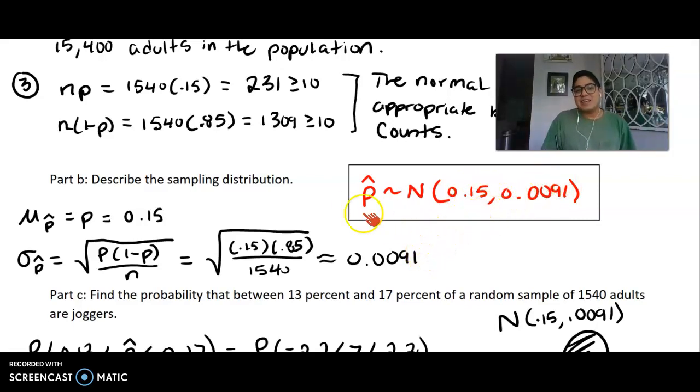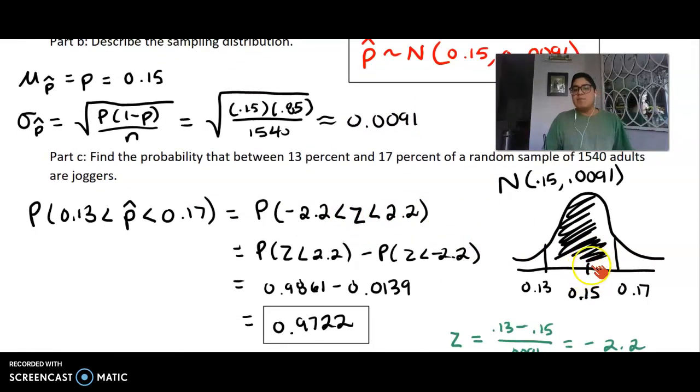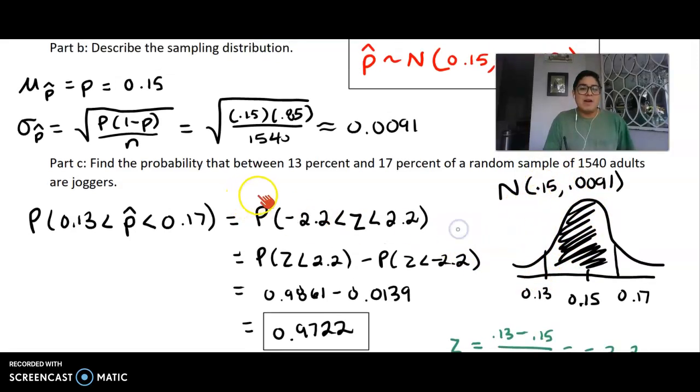So in theory, this is one sample of 1540. I could take another sample of 1540 and get a completely different sample proportion and so forth, but I'm assuming the claim is that it's 0.15. So when I plot my data here, centered on 0.15, if I were to take all possible samples of 1540 adults, they would all fall within this normal model. Now, I want to find the probability that the percentage of joggers is between 13 and 17% in a random sample of 1540 adults.